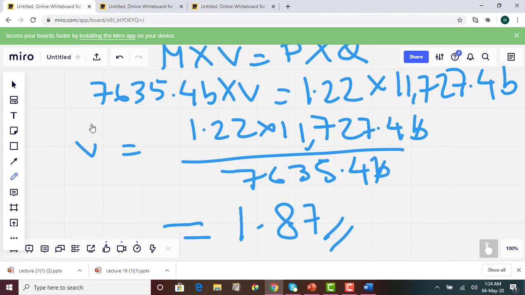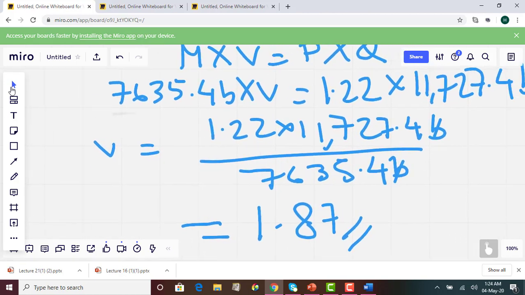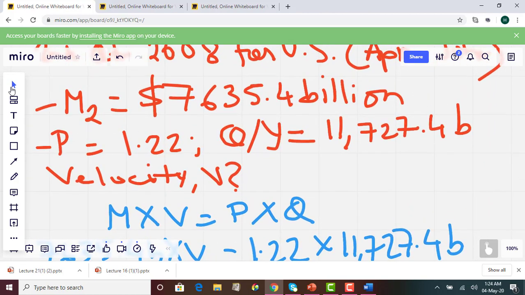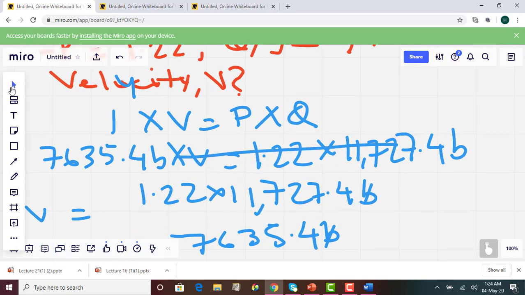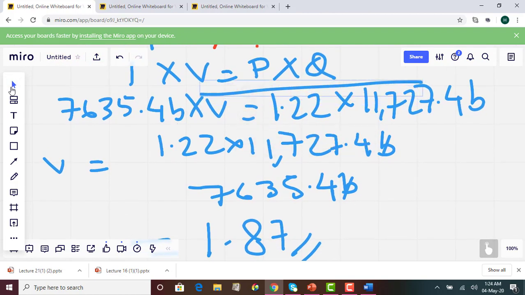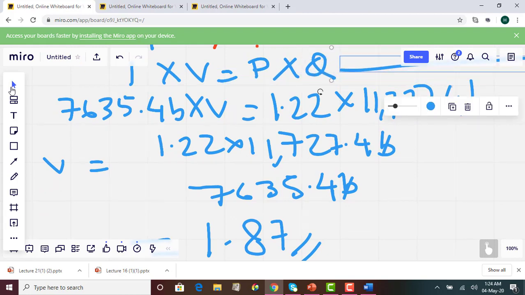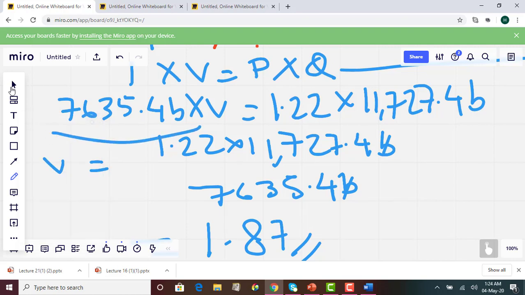And what does this mean? This means that this money supply, the 7635.4 billion, has exchanged hands 1.87 times in the second quarter. Between April and June, this money supply has exchanged hands 1.87 times in the economy.